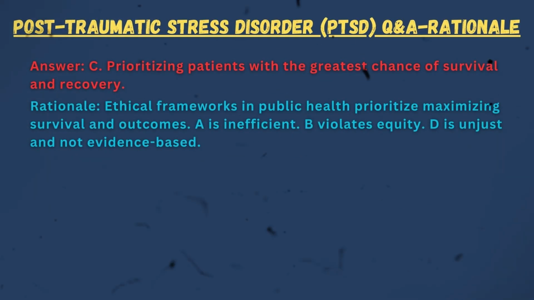Answer: C. Prioritizing patients with the greatest chance of survival and recovery. Rationale: ethical frameworks in public health prioritize maximizing survival and outcomes. A is inefficient. B violates equity. D is unjust and not evidence-based.